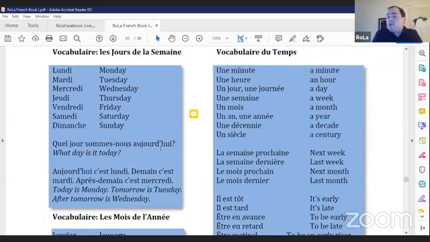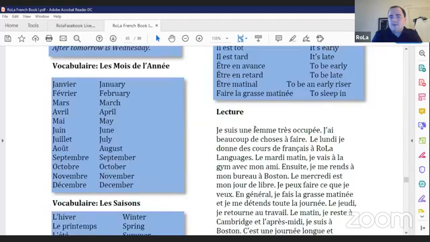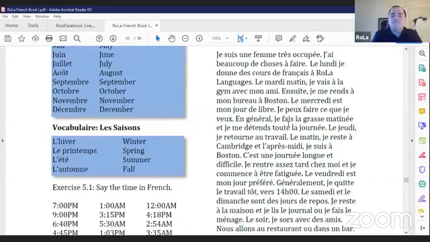And then we reviewed vocabulaire du temps: une minute, une heure, un jour, une journée, une semaine, un mois, un an, une année. Notice the un and une change, so make sure to realize that une is feminine, un is masculine. We also learned how to say next week, last week, all that stuff. And we learned how to say it's early, it's late, to be early, to be late, to sleep in, to be an early riser. And maybe we'll do the lecture next class. I have to decide.